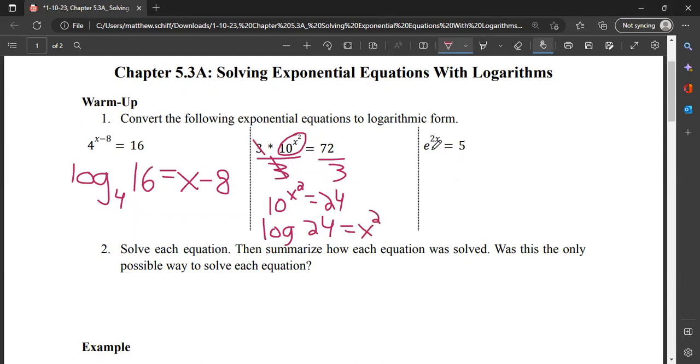And then the third equation, e is the base, so that means I have to use natural log, which has a base e. Natural log of 5 will give me 2x.